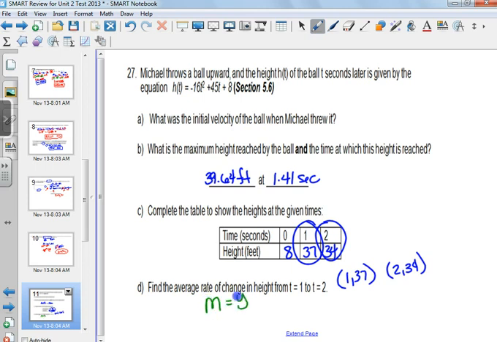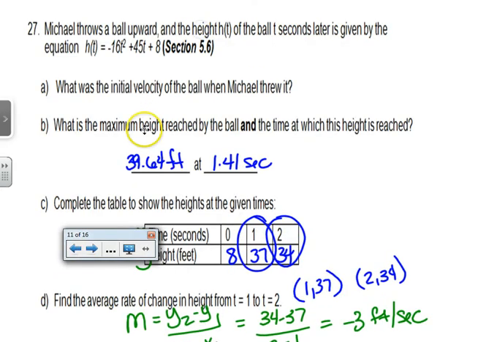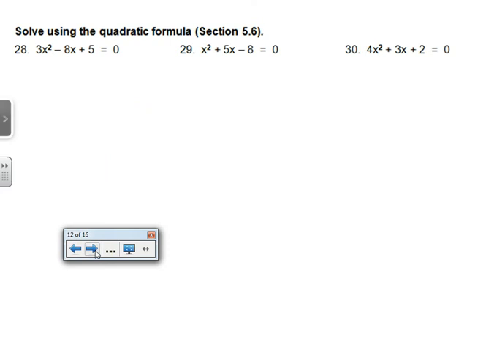Even though it's not linear, we're going to treat it like it's kind of linear, even though we realize it isn't. So y2 minus y1 is 34 minus 37, and then x2 minus x1. So we get a -3, and then the label, remember, it was y's over x's for slope, so it's feet per second. So what that means for us is, whatever this is, a ball is dropping or going down 3 feet per second between time of 1 second and 2 seconds, on average. Okay, good. Let's keep going.